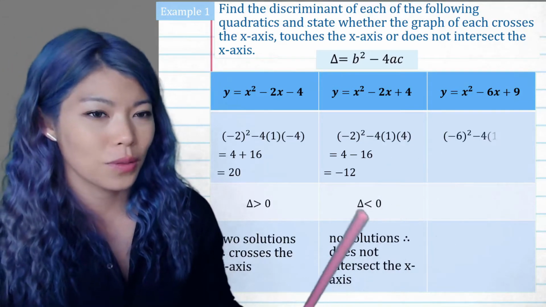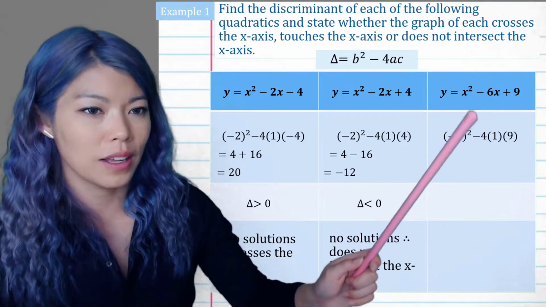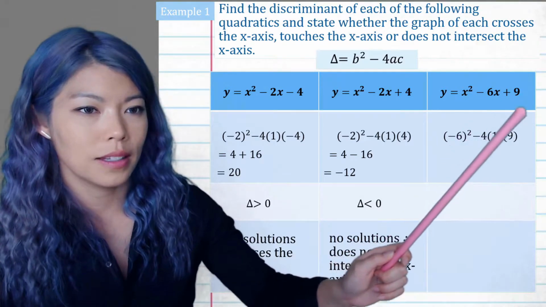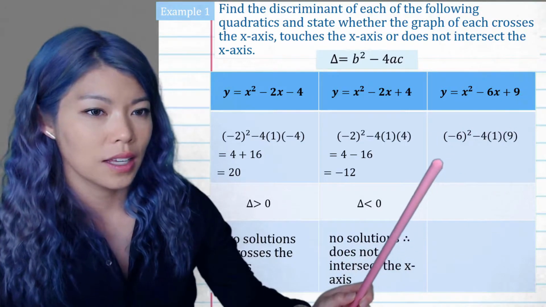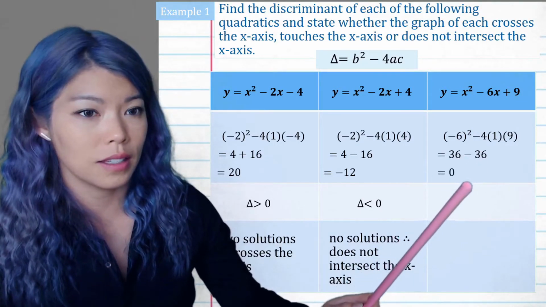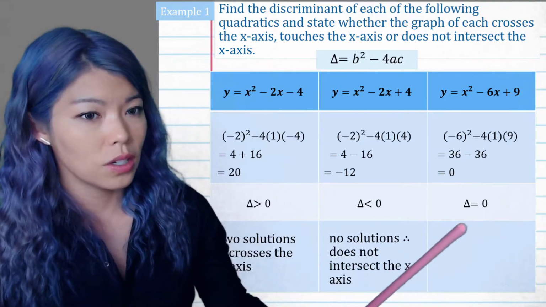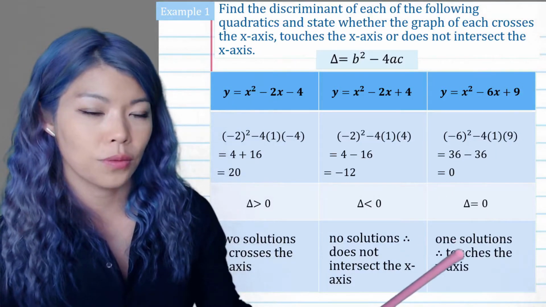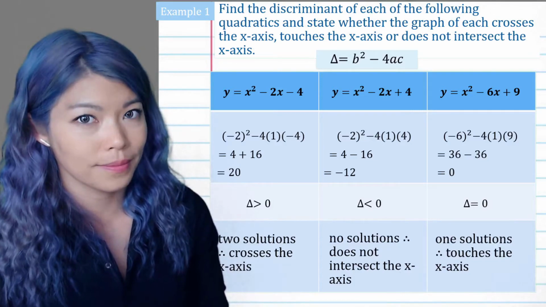You can probably guess what the third one is, but let's just do it anyway. So a is 1, b is -6, c is 9. Let's plug it into the equation. 36 minus 36 is 0. So when the discriminant is 0, it touches the graph once, or in other words, it has one solution.